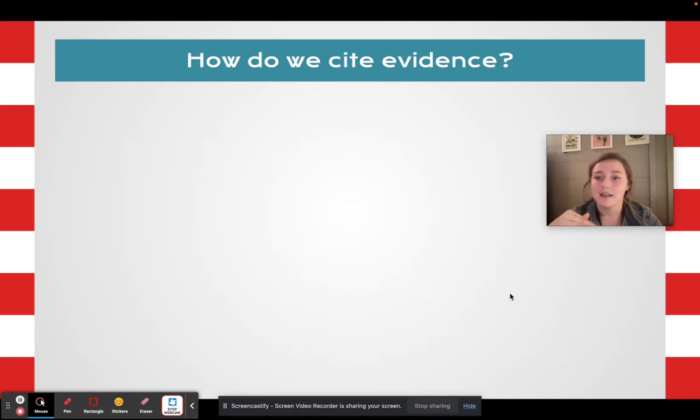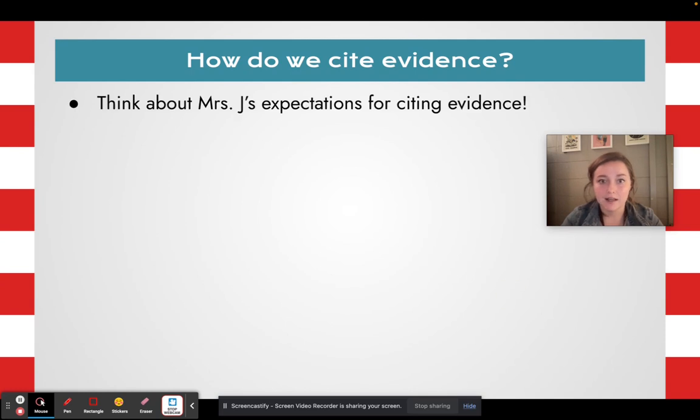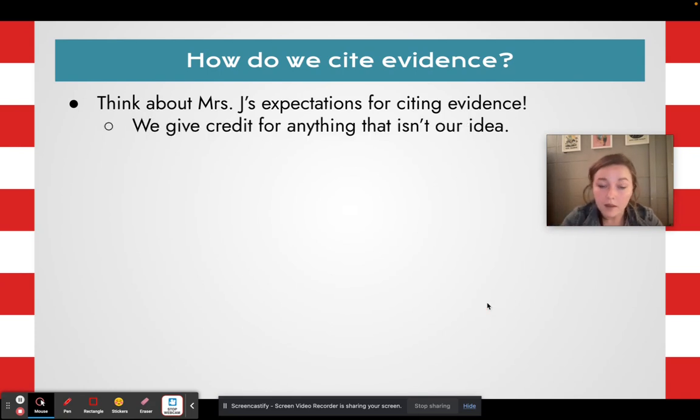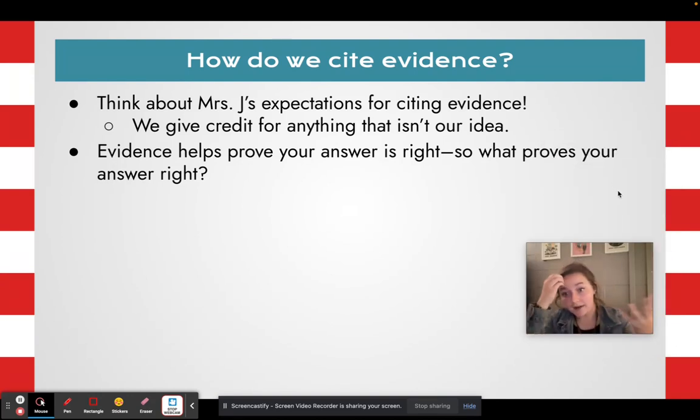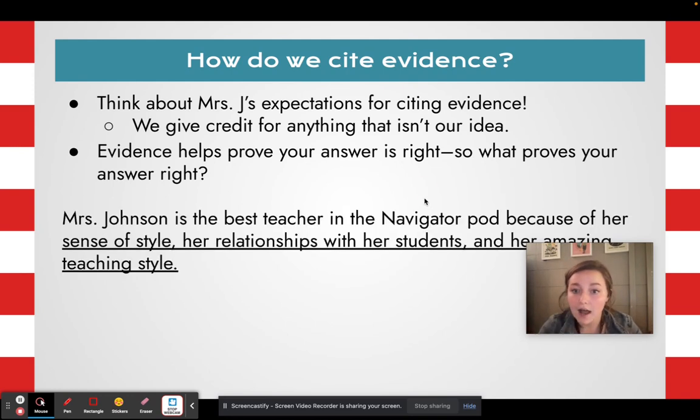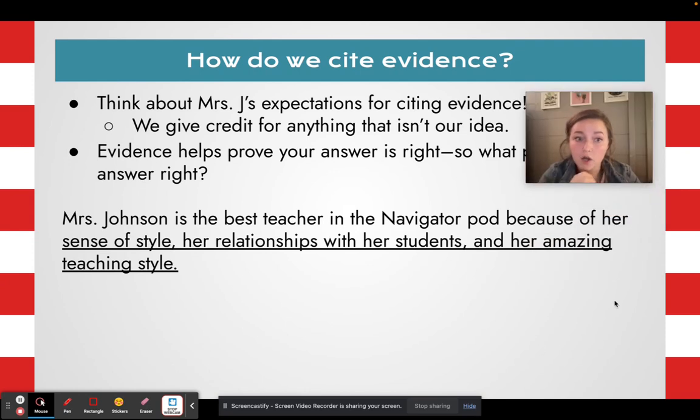When we talk about the C in RACER, we're talking about citing evidence. So I want you to think about my expectations for citing evidence. If you are referring to an article or to an outside source, if you're not coming up with your evidence in your own head, you need to cite someone, right? You need to give them credit. We give credit for anything that's not our idea. But evidence helps prove your answer is right. So a lot of things can be evidence, even if we're coming up with them. So for example, in that little piece that I gave you just a minute ago for the answer, I have evidence in here. My evidence is my sense of style, my relationships with my students, and my amazing teaching style.